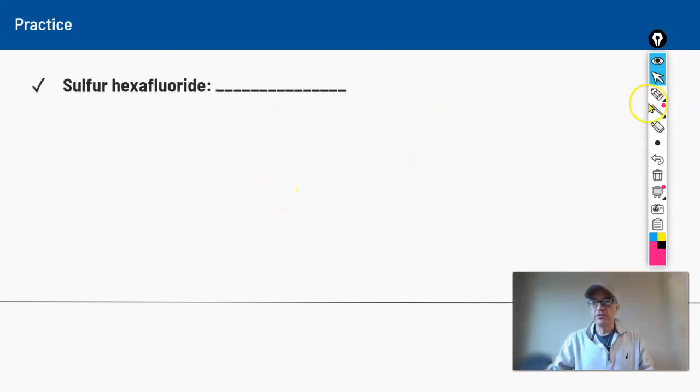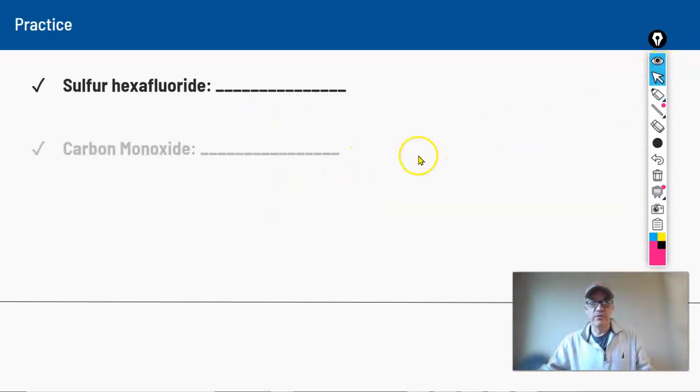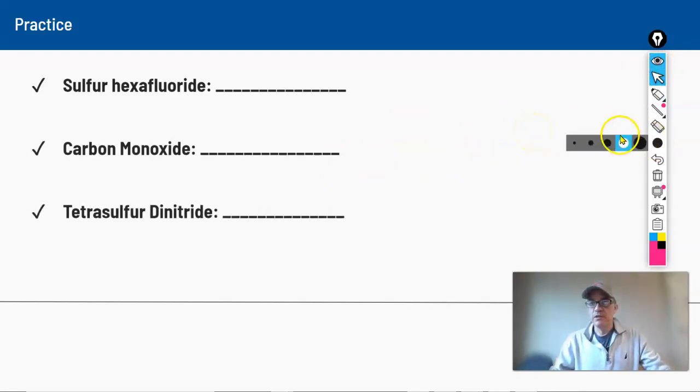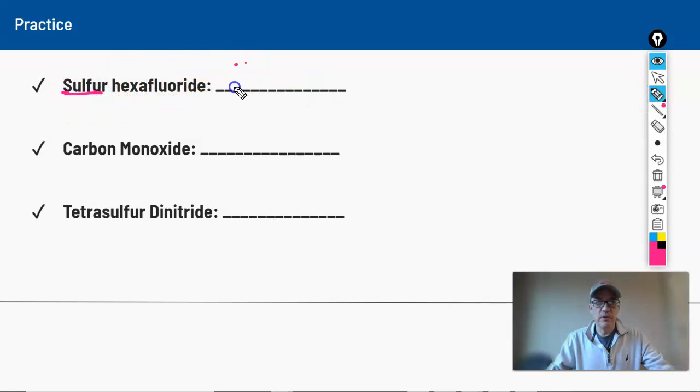A little bit of practice. Put these up here. Sulfur hexafluoride, carbon monoxide, all kinds of fun sounding things. So that's just one sulfur. Hexa is 6. Fluoride is fluorine. So I would write F with a 6 beneath it, and we're done with that one. You got to know your prefixes though. Carbon monoxide, that's 1 carbon and 1 oxygen, which is just C and a capital O.